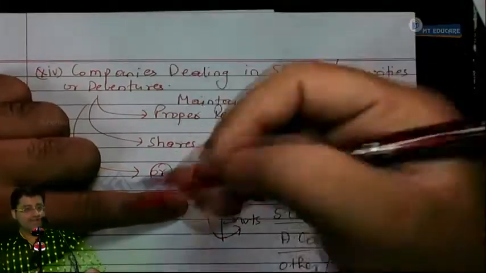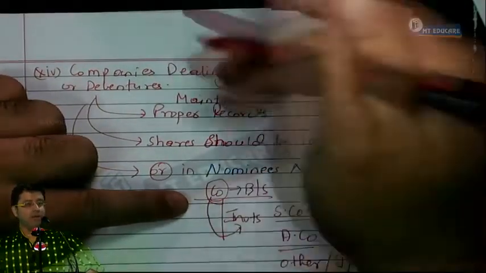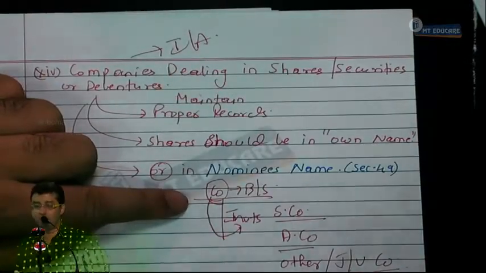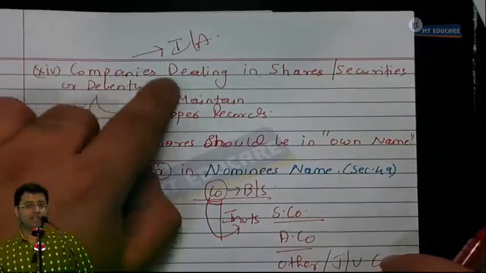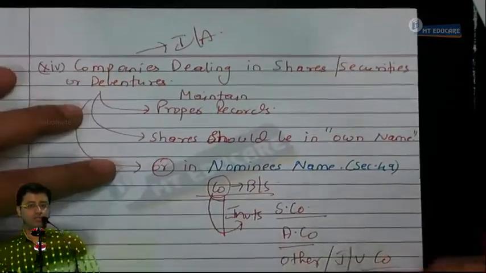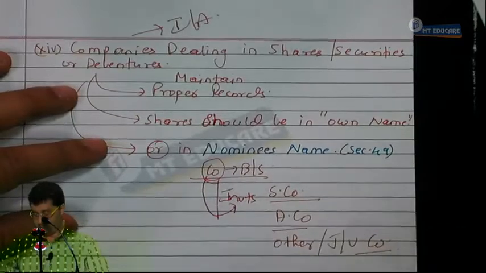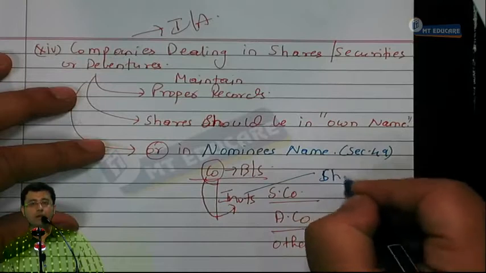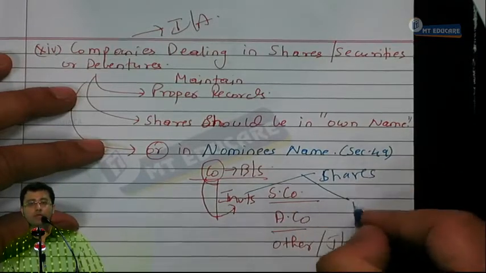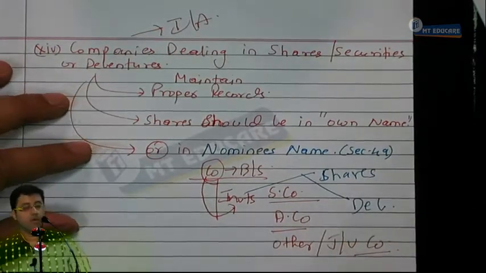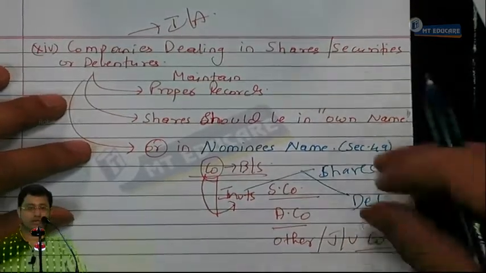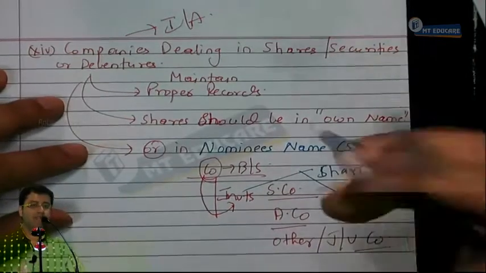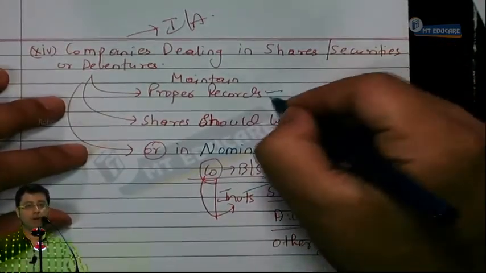Again, if you ask me whether it is the lookout of the statutory auditor, I will say this point is also more or less like an internal audit point. This company, when it is dealing in shares or securities or debentures, so here investment could not only be in shares, it can also be in debentures. What I mean to tell you all here is that whenever this company is making investment in other companies, just check one thing, that this company is maintaining proper records or not.